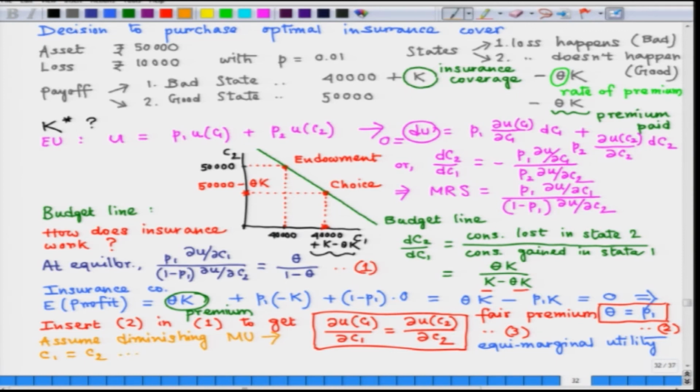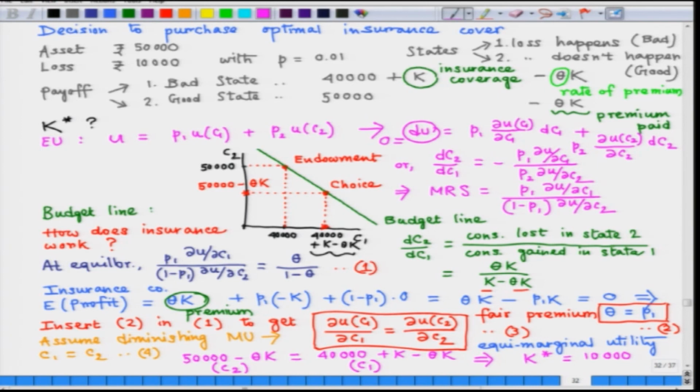Then let me call this equation number 4 and let me plug values for this equation. We have already got them. So, then we can write 50,000 minus theta k. So, that is the consumption in good state, and then 40,000 plus k minus theta k, that is the consumption in bad state, right. So, this is basically our C2 and this is our C1, right. So, from here what do we get? We get k star equals 10,000.